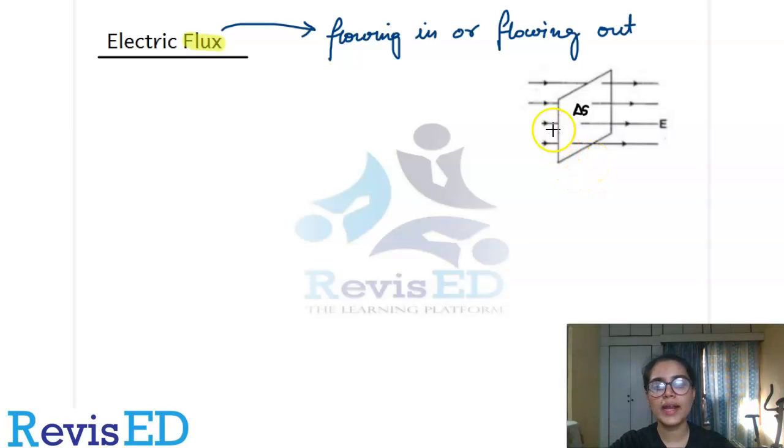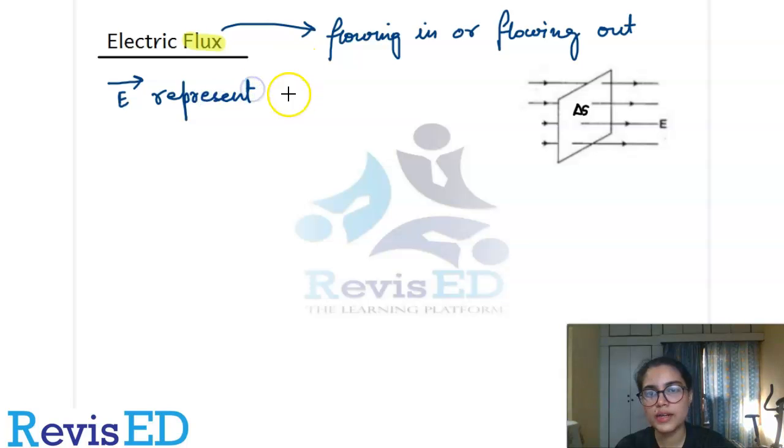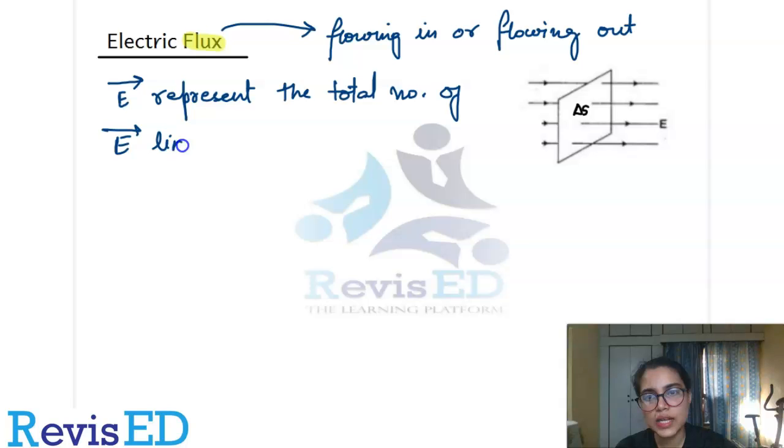And when you try to give a proper definition to it, electric flux over an area is the amount of electric field that represents the total number of electric field lines which are crossing that area.